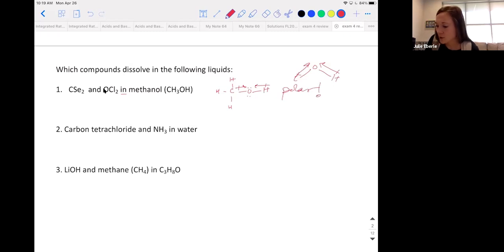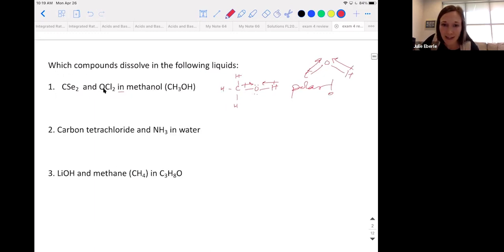So now we just have to decide which one, CSe2 or OCl2, is polar. All right, if I'm looking at the electronegativity chart, Se has an electronegativity of 2.4, and carbon has an electronegativity of 2.5. So none of those bonds are going to be polar. No matter how you draw the molecule, none of the bonds are polar. So this is nonpolar. So if I'm a betting person, I just circle OCl2 and I move on.